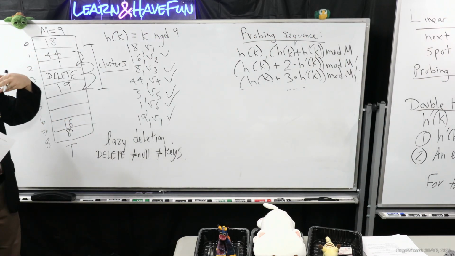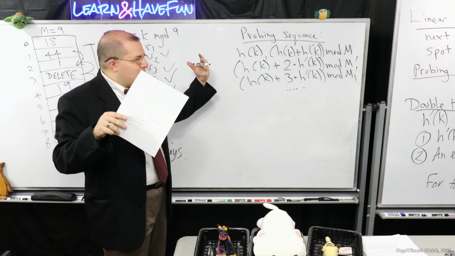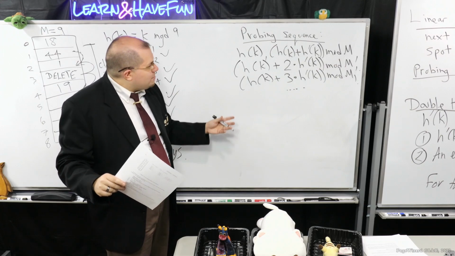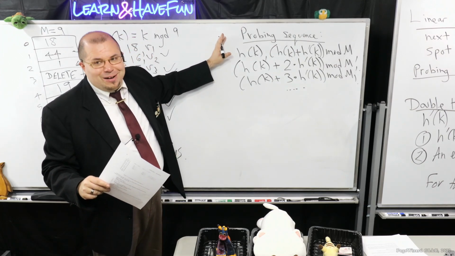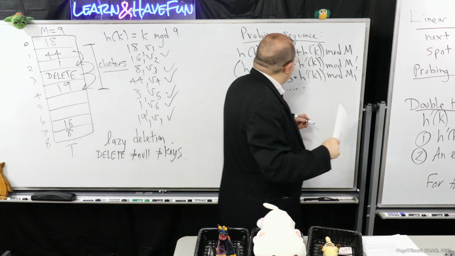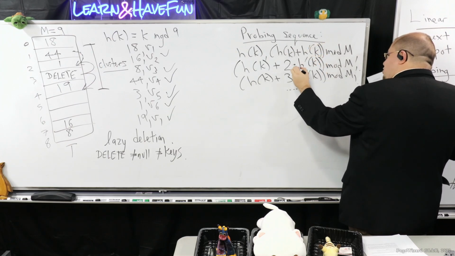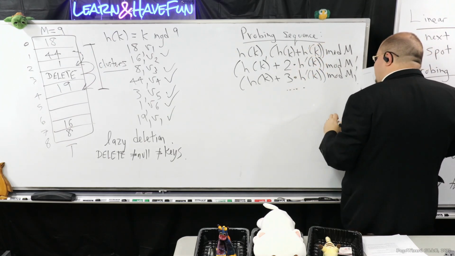So all I've done, everything I've just described to you about linear probing is just going to be the exact same here, except you're just going to replace the probing sequence with this one. That's it. That's all double hashing is. So instead of this being 1, 2, 3, it's going to be 1 times h prime of k, 2 times h prime of k, 3 times h prime of k.